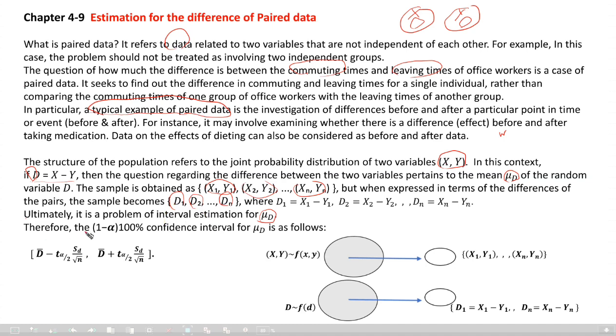right? Therefore, the 1 minus alpha times 100% confidence interval for mu D is as follows: D bar minus and plus t alpha over 2 times s sub D, the standard deviation of the differences, divided by the square root of n, okay?